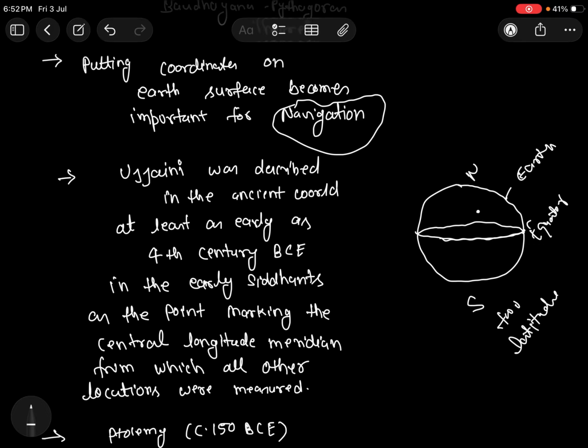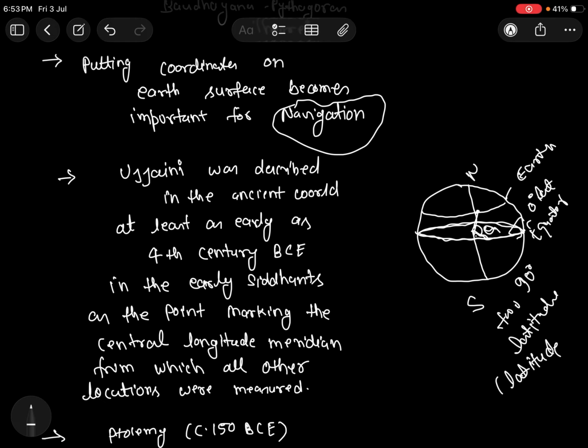We mark this equator as the 0 degree latitude, and all the distances above this equator, let's say a point is here. This is on a particular meridian, and it makes some angle from the equator, let's say theta 1. This theta 1 would be your latitude. So how many latitudes are there? From 0 degree to 90 degree north, and from 0 degree to 90 degree south. These are the latitudes of any point.